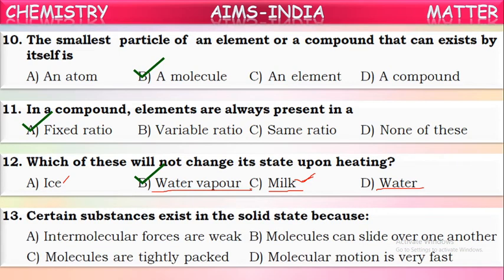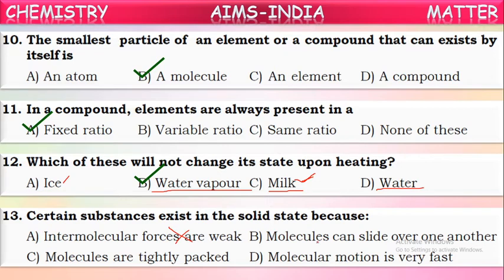Next, certain substances exist in the solid state. Why are some matters existing in the solid state? What is the reason? See the given options once. Intermolecular forces are weak. Is it true regarding solids? No. Intermolecular force is nothing but the attraction between the adjacent molecules in the matter. These attractions between the molecules in solids are very high, not weak, very strong. Intermolecular forces are strong in case of solids. That is why molecules are tightly bound and they exist in the solid state. Okay, so the first one is incorrect.